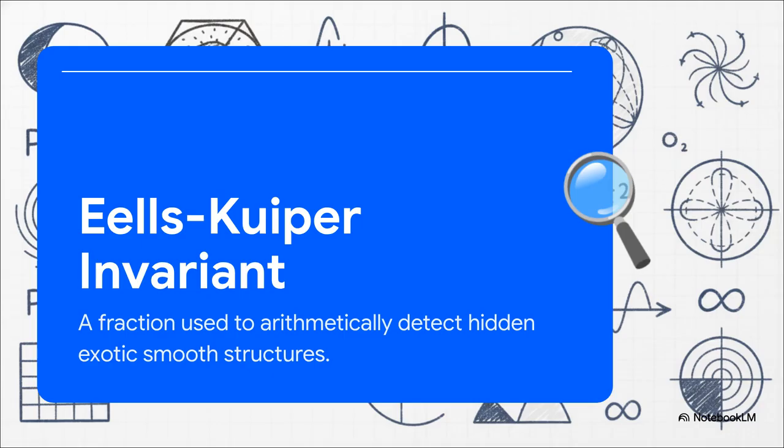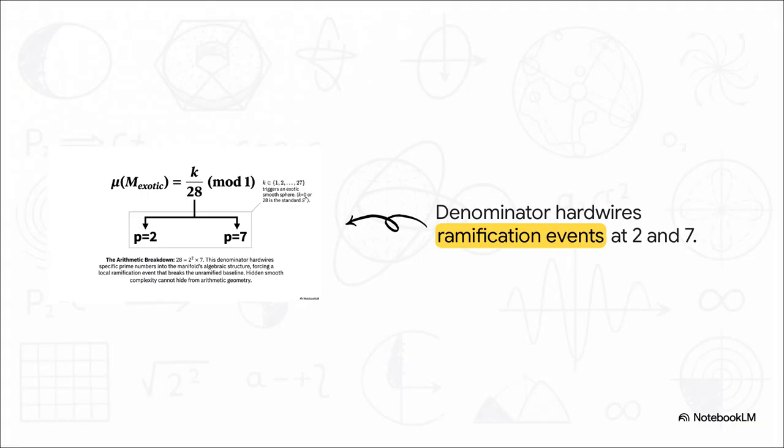If k is 0, you're good. It's a standard sphere. But if k is literally anything else, it flags a hidden exotic structure, an arithmetic impurity in the data stream. And check out how this fraction translates into a real arithmetic breakdown. That denominator, 28, isn't just a random number. It's 2 squared times 7. This explicitly hardwires two specific prime numbers, 2 and 7, into the manifold's algebraic structure.